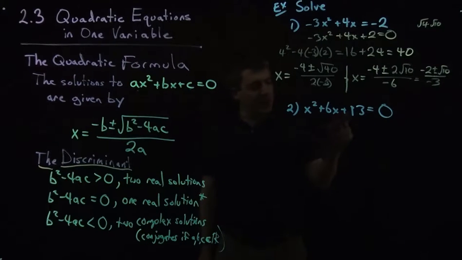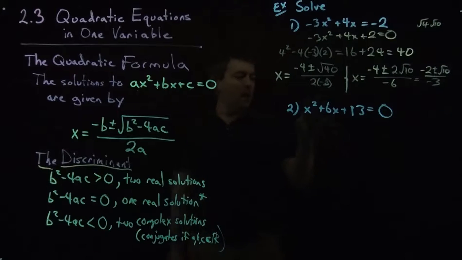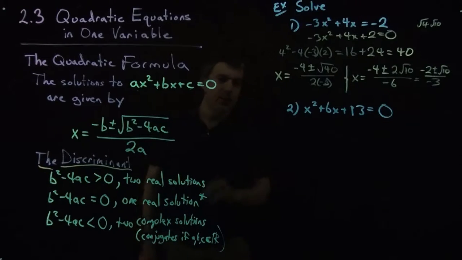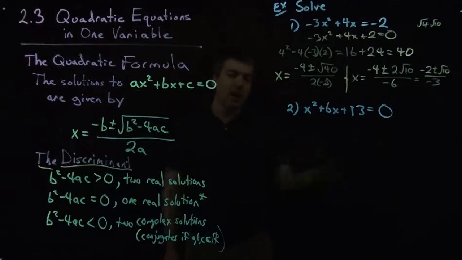x squared plus 6x plus 13 equals 0. This is already set up in this form, so if you'd like to, go ahead and pause the video and apply this. Go ahead and find the discriminant first, right, and see what type of solutions you get, and go ahead and apply the quadratic formula.